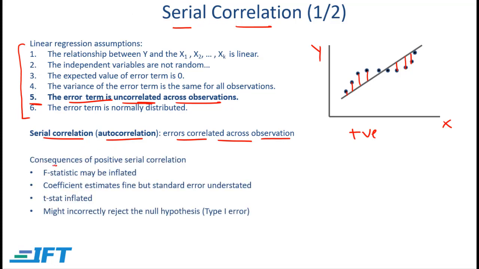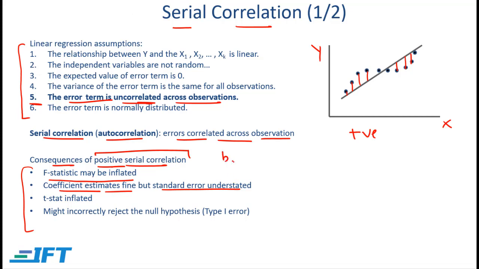Now, what are the consequences of positive serial correlation? The curriculum focuses on positive serial correlation, so that's what I've also done. I'll briefly allude to negative serial correlation on the next slide. So if we do have positive serial correlation, then the F statistic may be inflated. The coefficient estimates are fine, but the standard error is understated. So this is similar to what we saw earlier with heteroskedasticity.